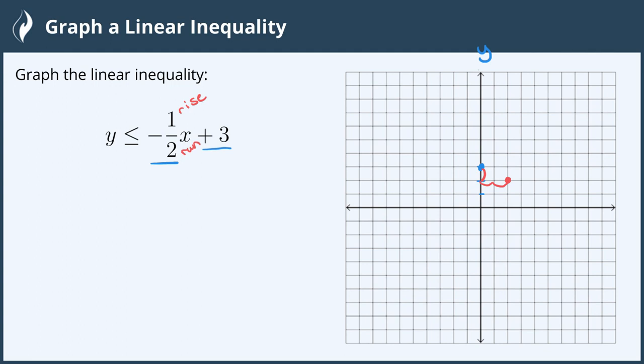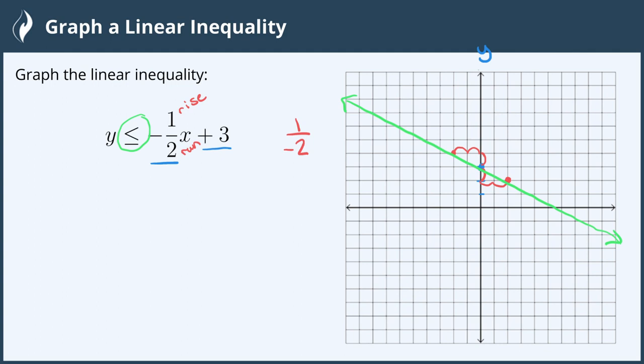We can also move the negative to the bottom so that we have a rise of +1 and a run of -2. So if we start again at our y-intercept and then we rise a +1 and then run a -2, this goes back to the left 2, you'll notice that it still ends up on the same line. Now we need to connect those for our boundary line, and because we have a less than or equal to, this means that the boundary line is solid. If it was just less than or greater than, then it would be a dotted line. Because ours has an or equal to, that means that the boundary line is solid.